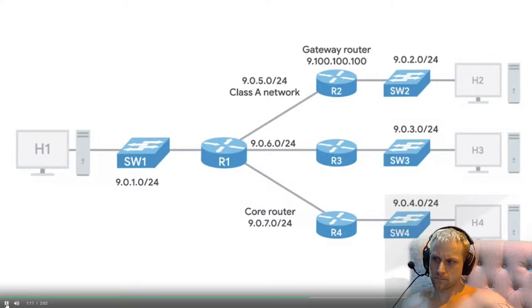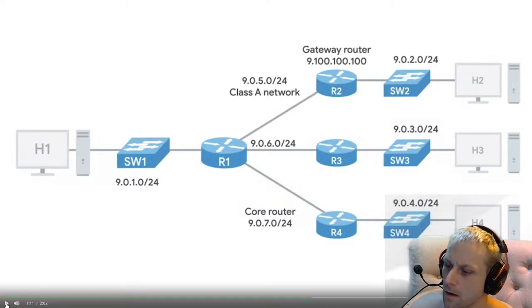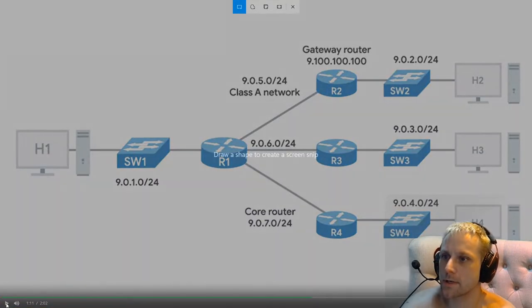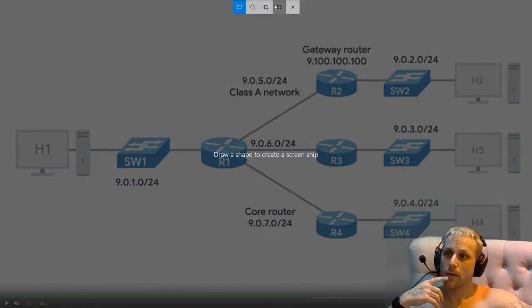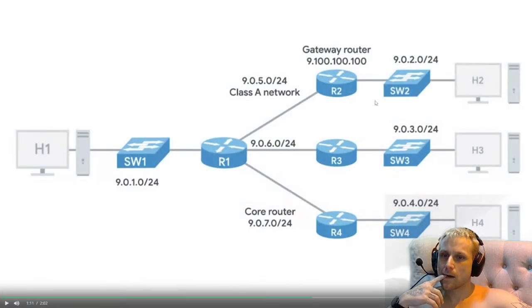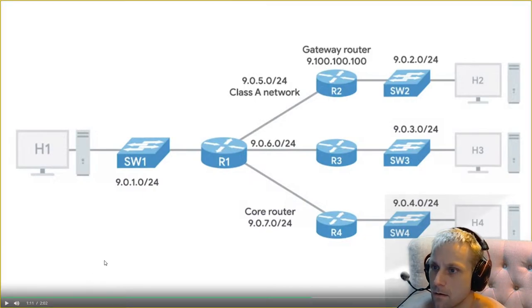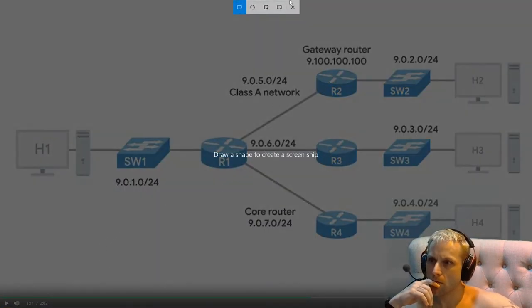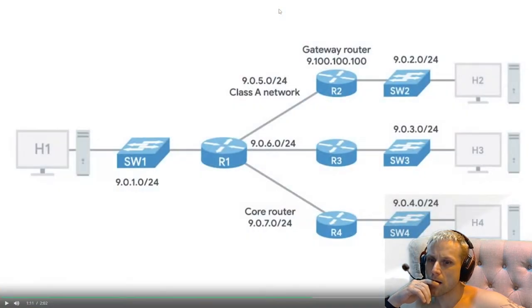A gateway router... Stop it. Okay, so it's control S. Did it take it? Okay, I think it did. Let's try it again. Nothing showed up, so I'm assuming it worked twice.